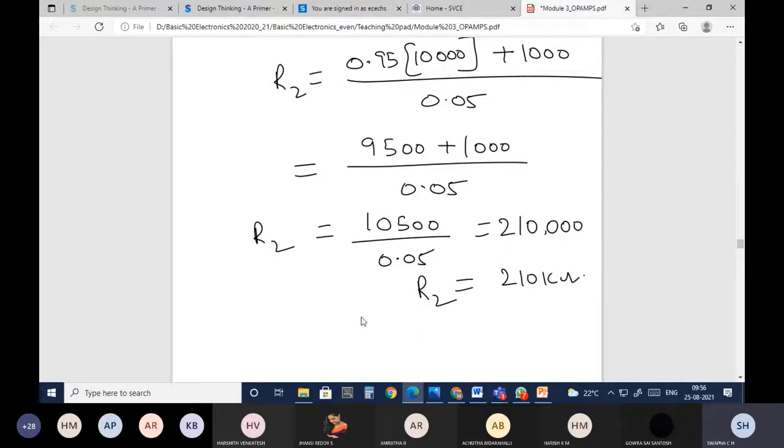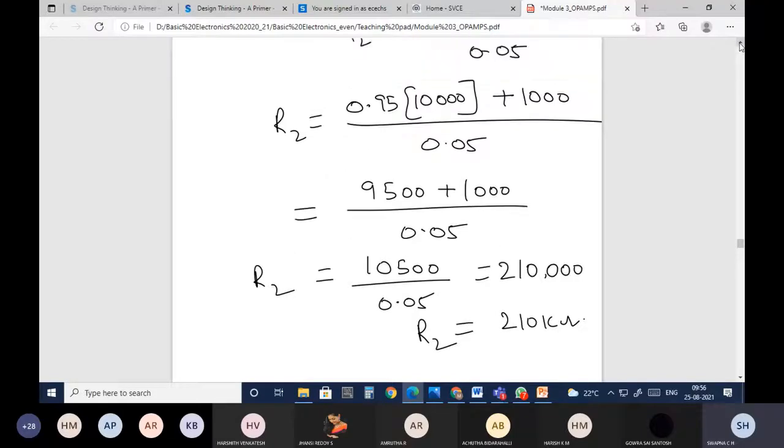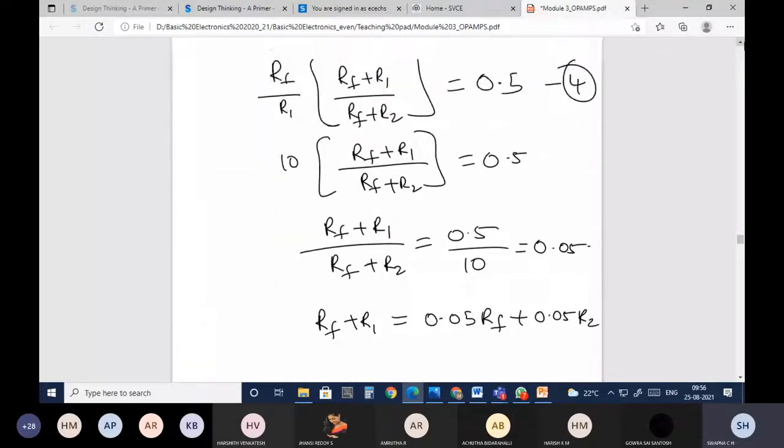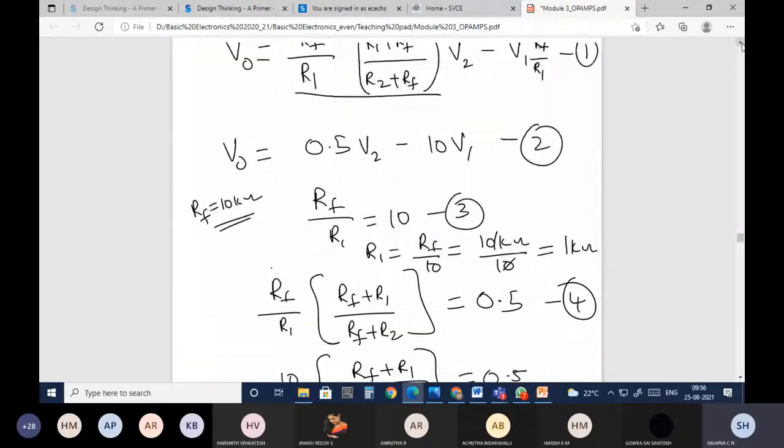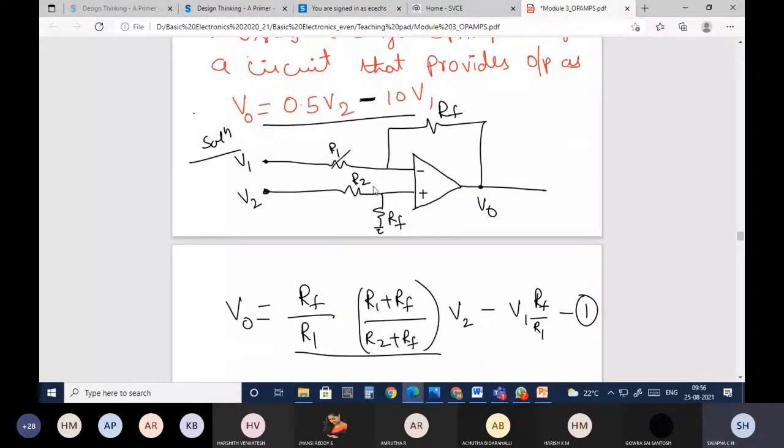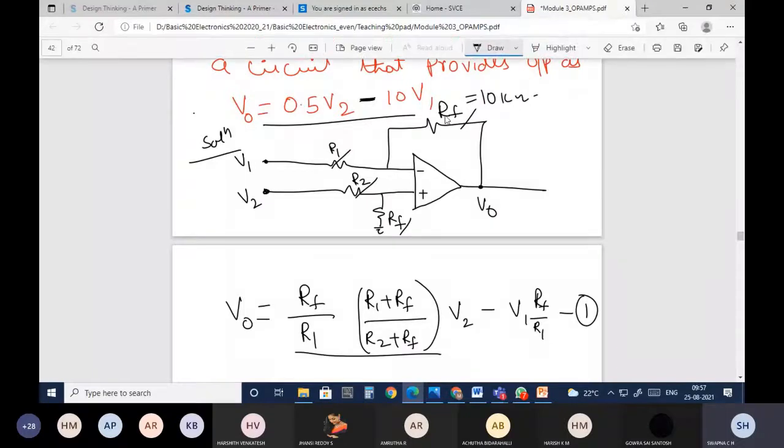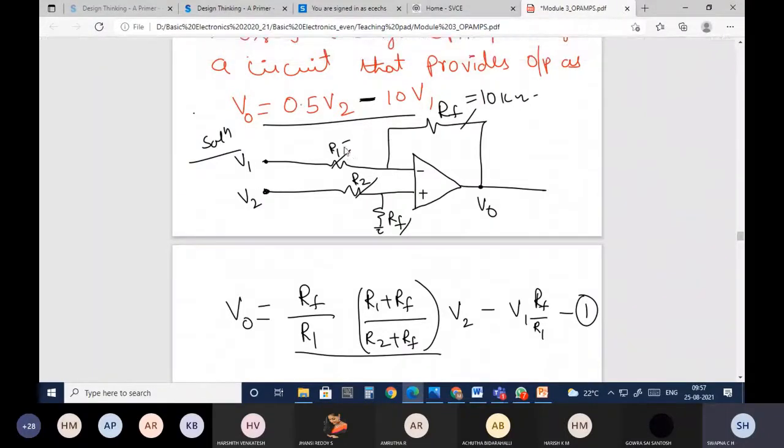Designing means you need to find out all the resistances or the capacitances if you have in the circuit. Here if you observe, I have R1, R2, and RF. RF we have assumed as 10 kilo ohm. When you assume RF as 10 kilo ohms, you get R1 as 1 kilo ohm and R2 as 210 kilo ohm, and RF is again 10 kilo ohm. So this is your complete problem. Okay, so with this the module ends.